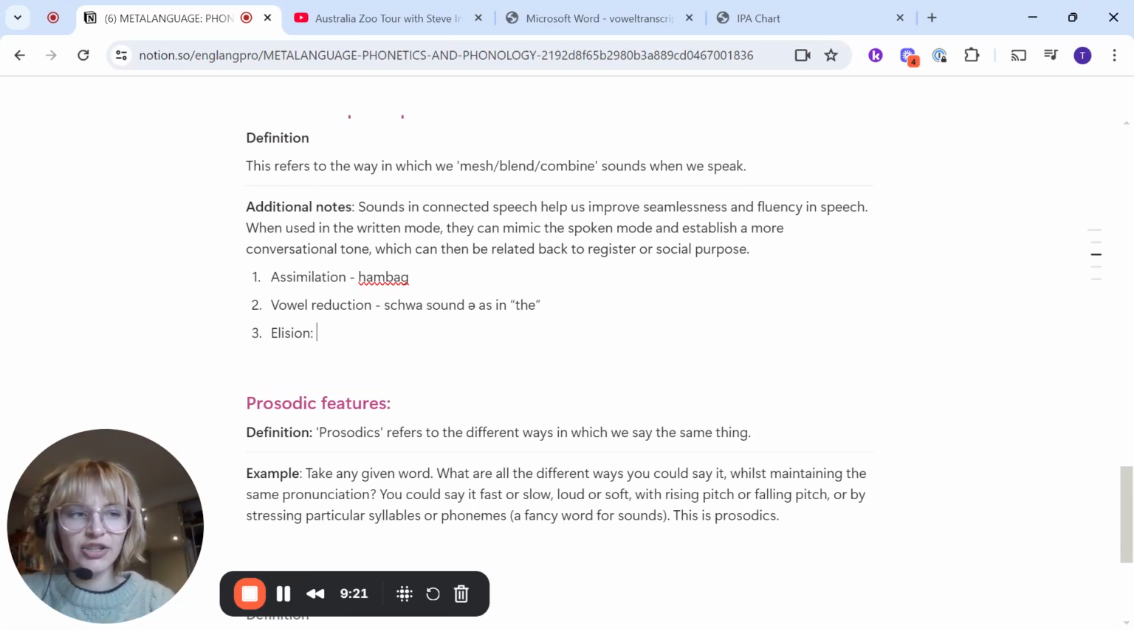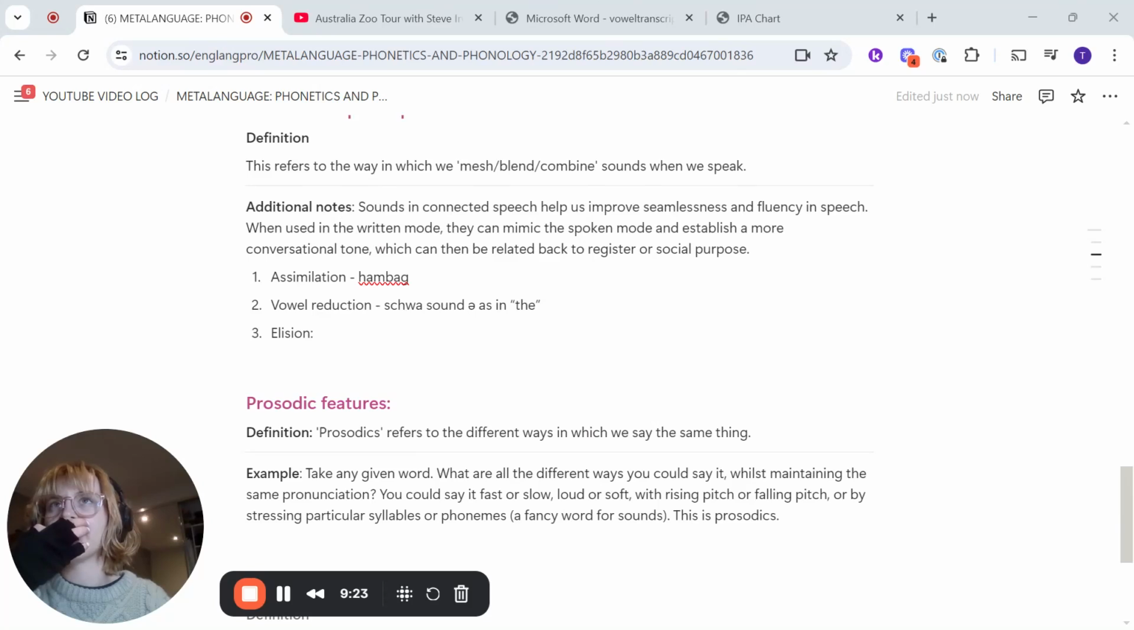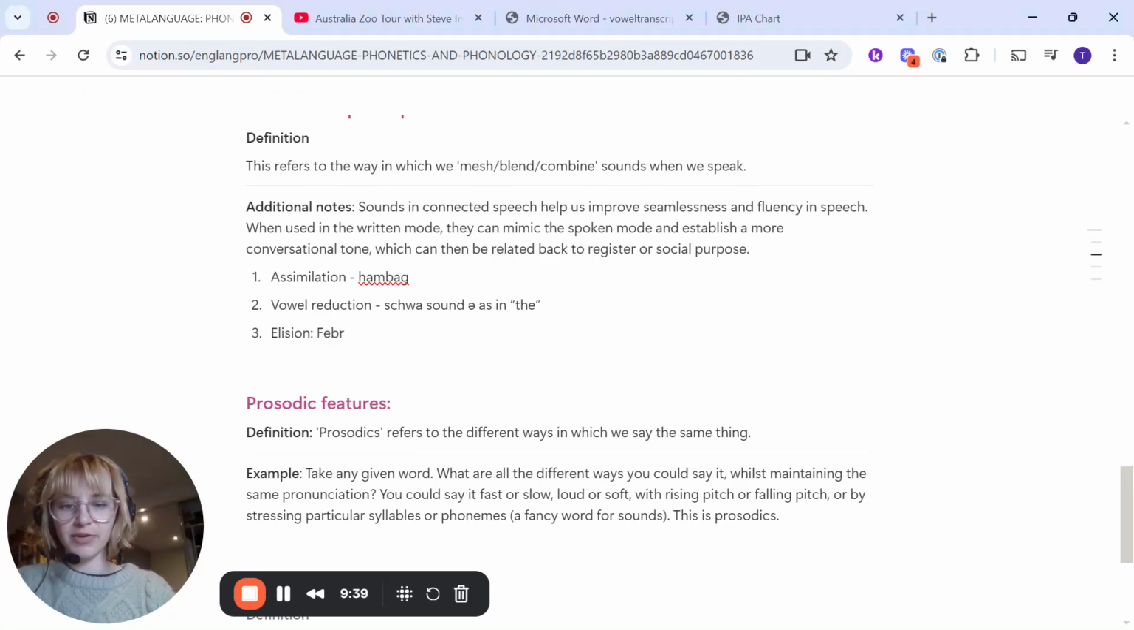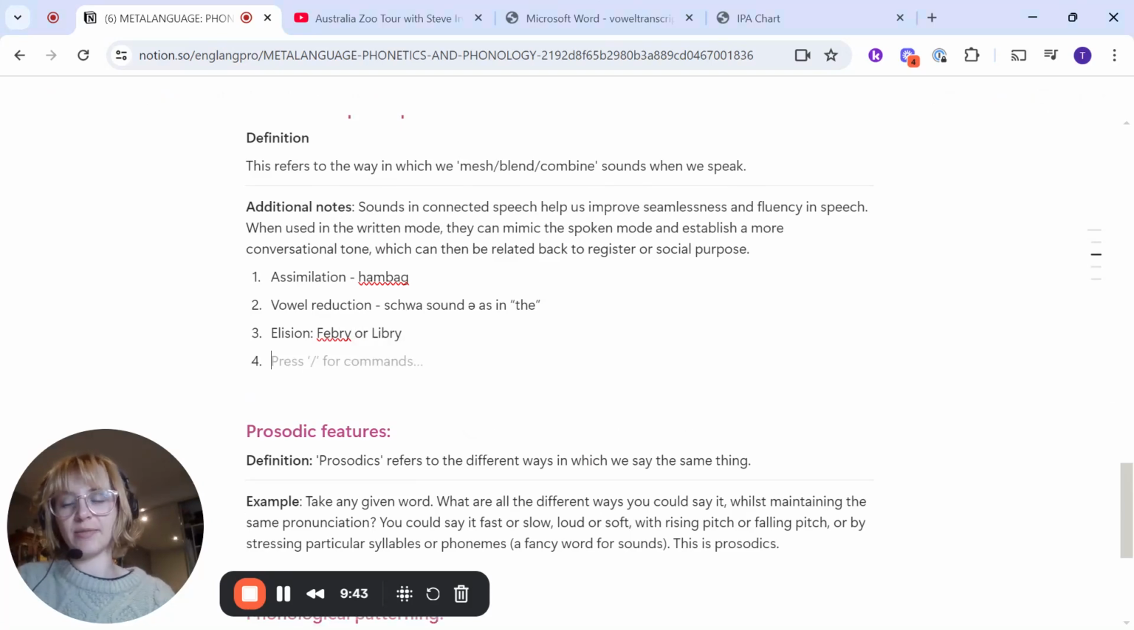And then you've got elision, which is basically deleting a sound from a word to make it easier to say. So what's a good example of that? Let me think. Yes, February. Or library is a great example. Instead of library, library. Elision.